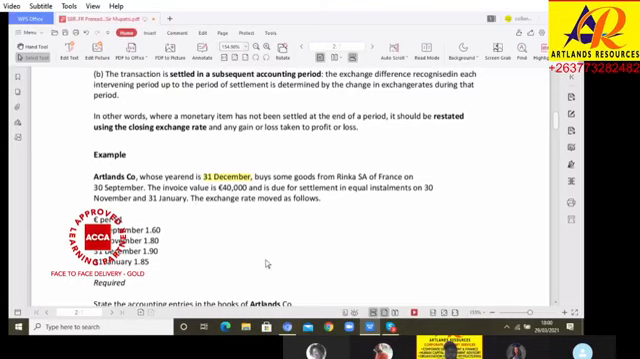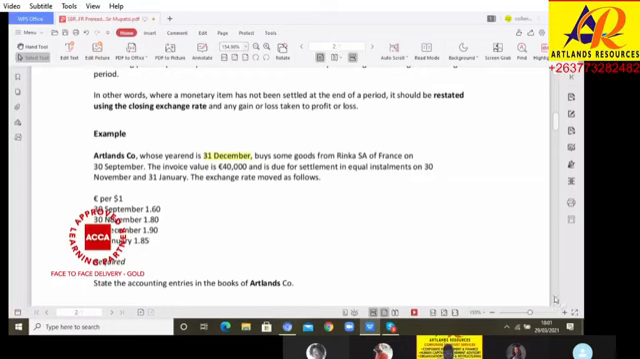The exchange rate has moved as follows: euros per dollar. Notice the exchange rate notation. If the exchange rate says euros per dollar, it means these are euros, which give you $1, not that these are dollars. I need people who are good at reading exchange rates, guys. If they say euros per dollar, they are telling you that these are euros. They are not dollars. They are euros, which give you $1. Now, state the accounting entries in the books of Atlas Company.